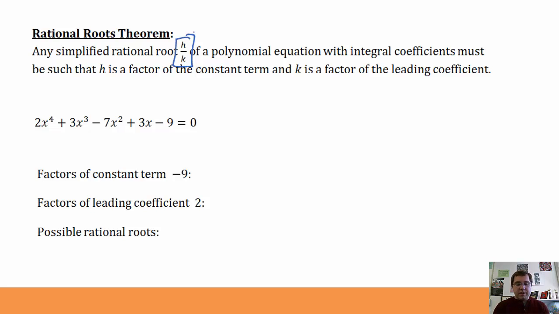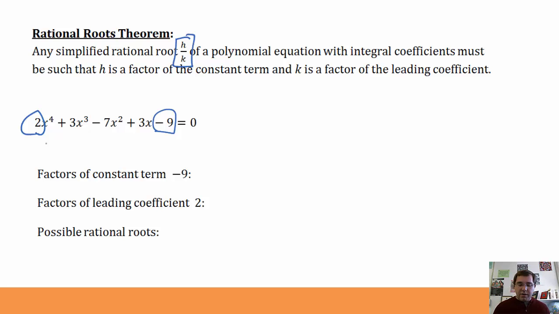So for example, I've got this same polynomial that I wanted to solve a moment ago, and the rational roots theorem tells me that if I'm going to have a rational root, the numerator of that root must be a factor of the constant term, which is negative 9. The denominator of that root must be a factor of the leading coefficient, which is 2.